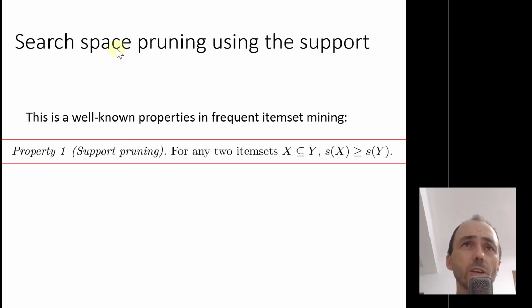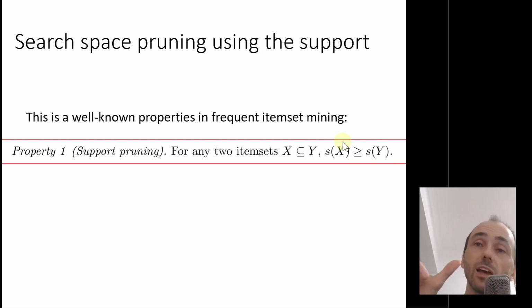So how to avoid exploring the whole search space? There are some properties. One of them, very famous, is called the support pruning. If you have 2 item sets, X that is a subset of Y, you know that the support of X will be more than or equal to the support of Y. So that means if you have an item set like AB, the superset like ABC can only have a support that will be equal or less. So with this we can avoid many combinations. I don't want to go too much into detail, so we'll continue.